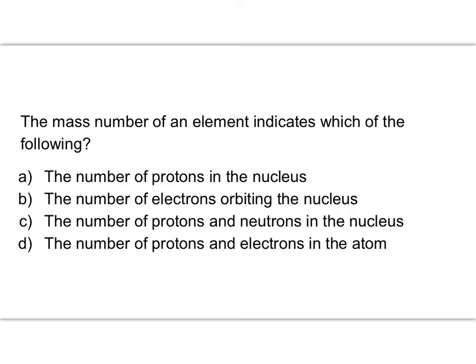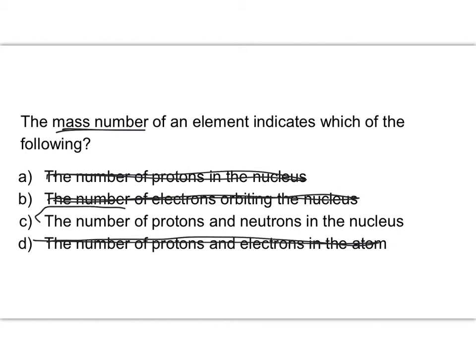The mass number of an element indicates which of the following? Well, this was one of the first questions on the review, talked about the mass number and how that was related to the particles. So the mass number is different from the atomic number. The atomic number is the number of protons. We can cross that off. And electrons actually don't really affect the mass of an element, which eliminates both of these choices because electrons aren't figured into the mass. So the mass number of any atom is the number of protons plus the number of neutrons in the nucleus.